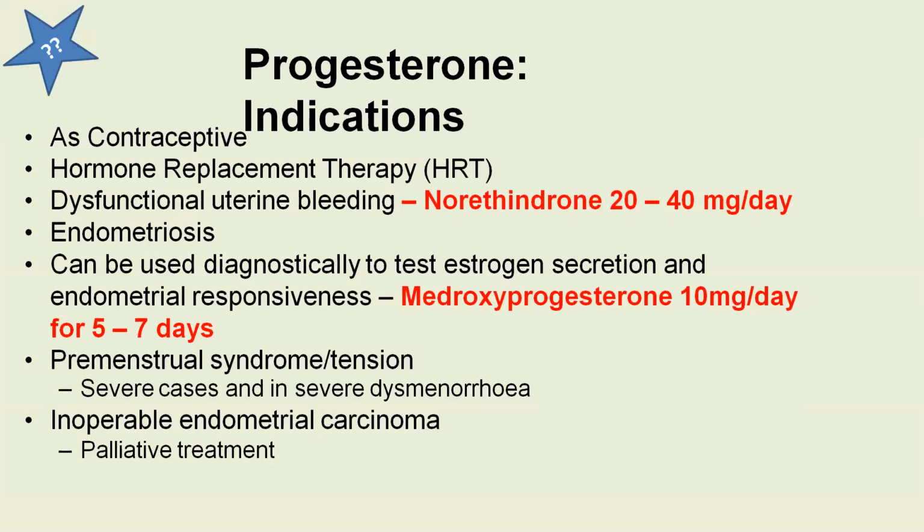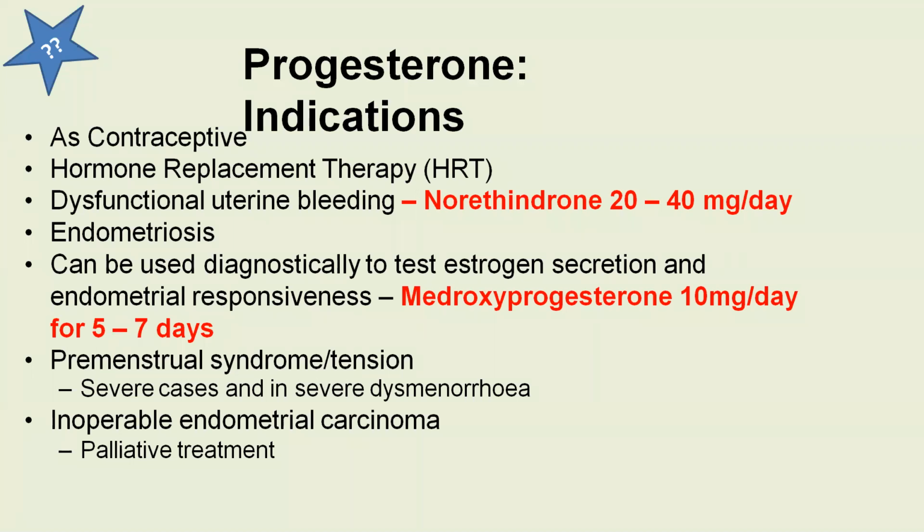Then it can be used diagnostically to test estrogen secretion and endometrial responsiveness. Here you can give medroxyprogesterone 10 mg per day for 5 to 7 days. This is followed by withdrawal bleeding, which can occur only when the uterus has been primed with estrogen, because estrogen causes proliferation of the uterine endometrium. So it can be used diagnostically to test estrogen secretion and endometrial responsiveness.